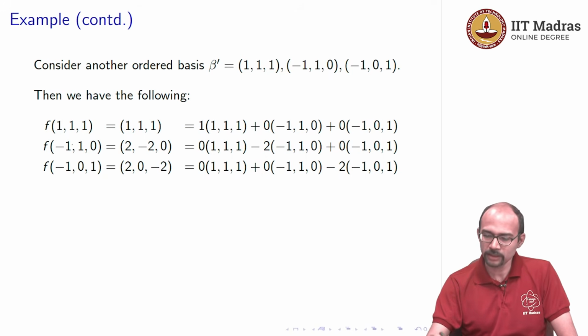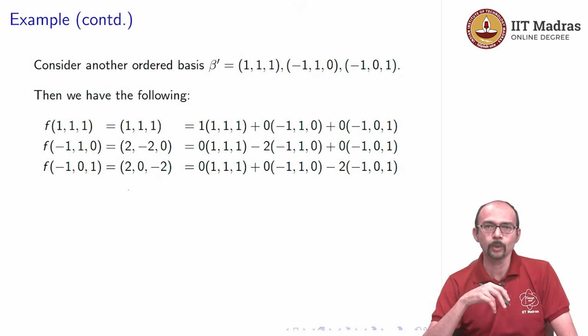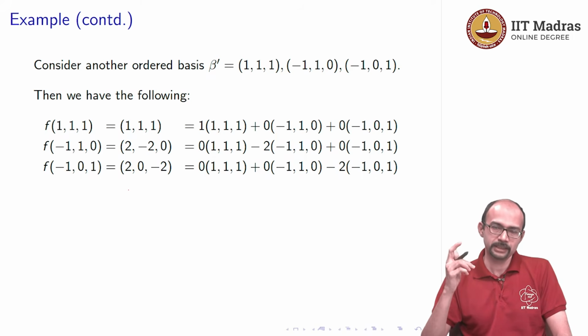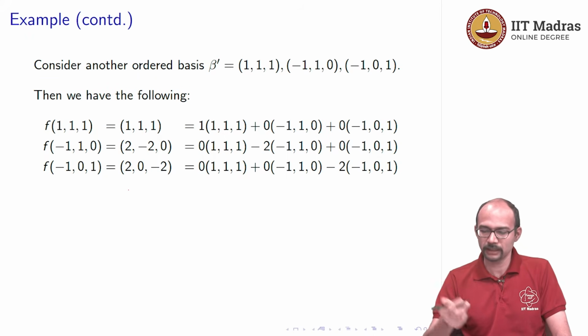So, f of (1, 1, 1) is (1, 1, 1), f of (minus 1, 1, 0) is minus 2 times (minus 1, 1, 0), and f of (minus 1, 0, 1) is minus 2 times (minus 1, 0, 1). Okay. So, for this particular basis, the linear transformation behaves very nicely, it just scales. One of the vectors remains the same, so it scales by 1. The second and third vector gets scaled by minus 2.